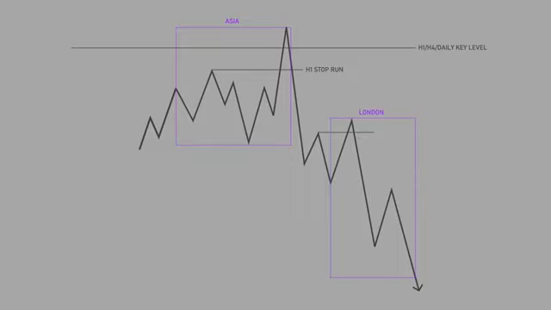Then we have both criteria you want to look out for to expect the London session to be a continuation profile. Once the London session opens up, you don't expect a large or significant manipulation anymore, because we have seen that already happening during the Asian session. So you only expect a small retracement into the first M15 premium array to then see a continuation of the Asian session order flow.